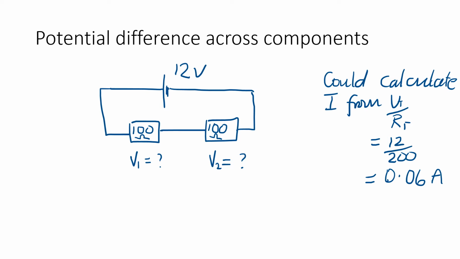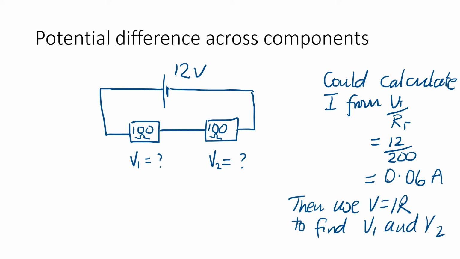We can calculate the current through the circuit from the total potential difference divided by the total resistance. So 12 divided by (100 plus 100), which is 200, equals 0.06 amps. So we've got 0.06 amps through each resistor. We then use V equals I times R to find V1 and V2. So in both cases it's 0.06 times 100, which is 6 volts.